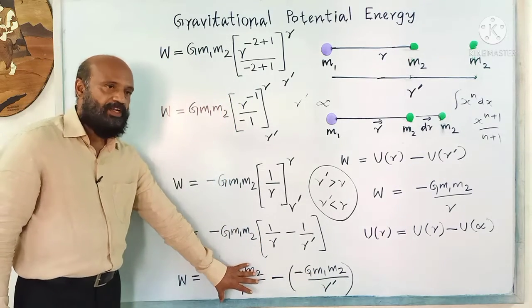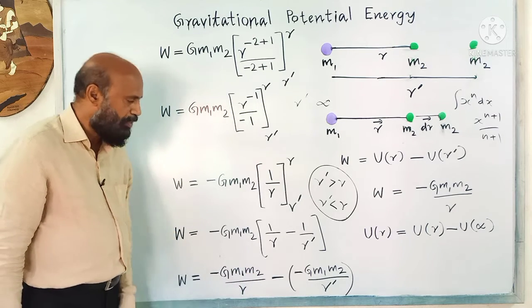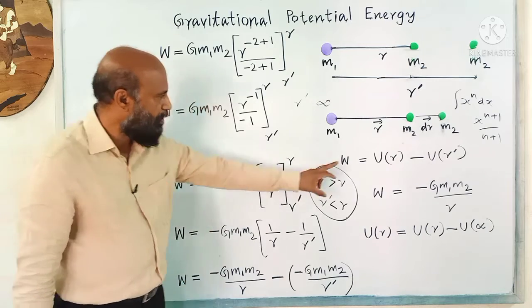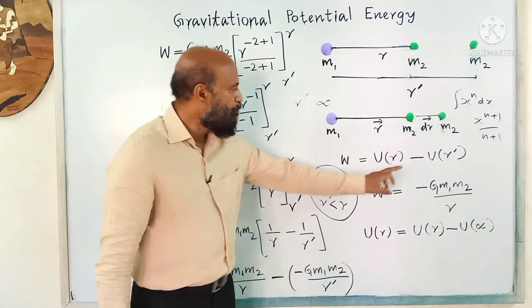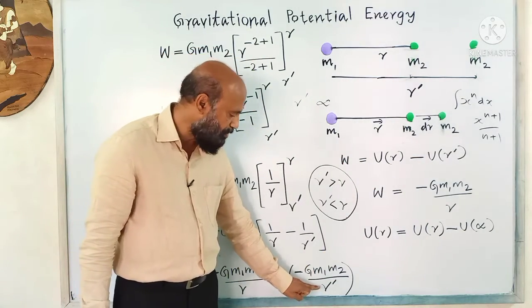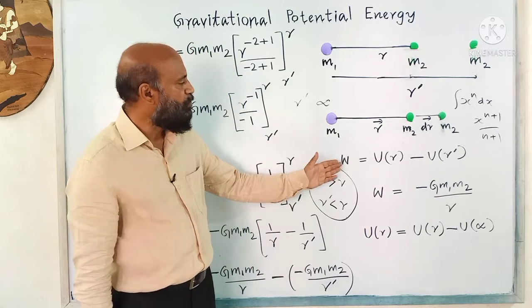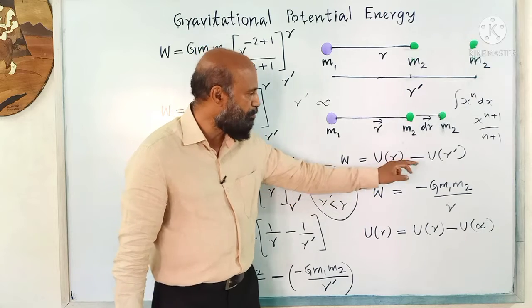So this is the potential energy of a system of masses m1 and m2 when it is separated by a distance r. So this can be written as Ur. This is Ur minus this is Ur dash. This is the potential energy when it is separated by a distance r dash. So work done is equal to change in potential energy. This is the potential energy at a distance r. This is the potential energy at r dash.